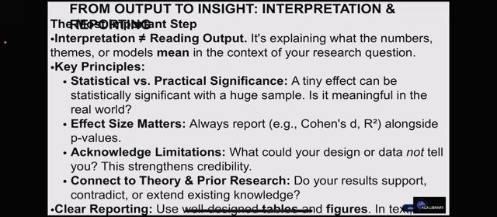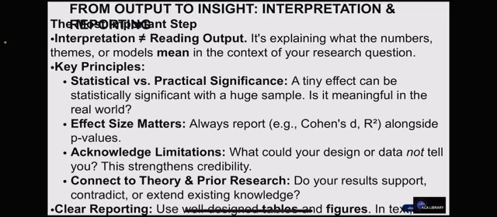Now the key principles for interpretation and reporting: one, statistical versus practical significance. A tiny effect can be statistically significant with a huge sample. Is it meaningful in the real world? These are the questions. The second one is that effect size matters, so always report it alongside p-values, and we know what p-values are.